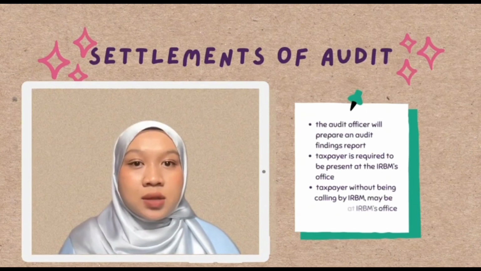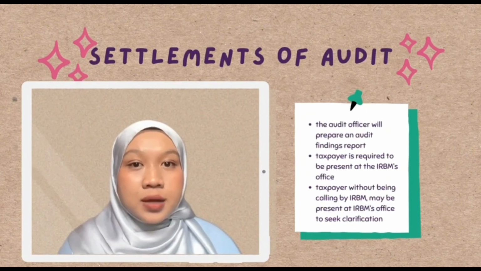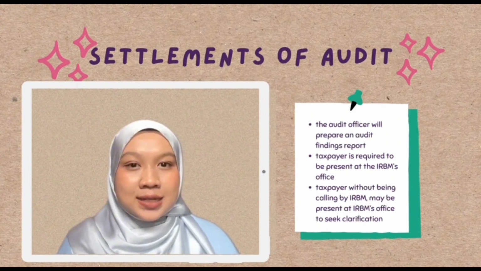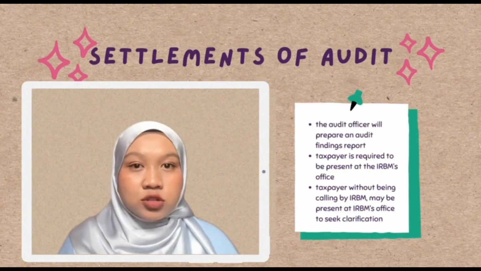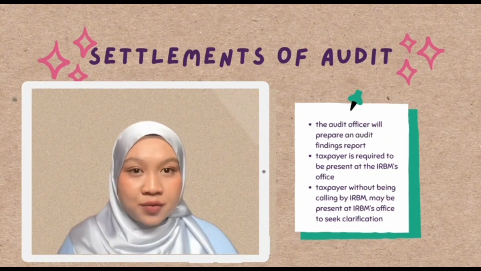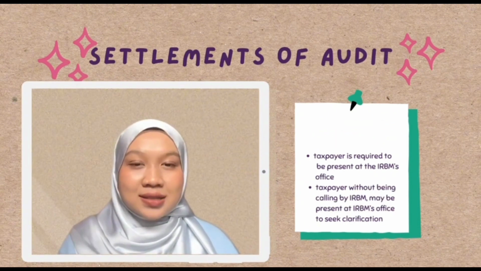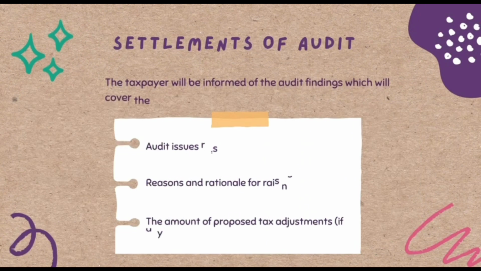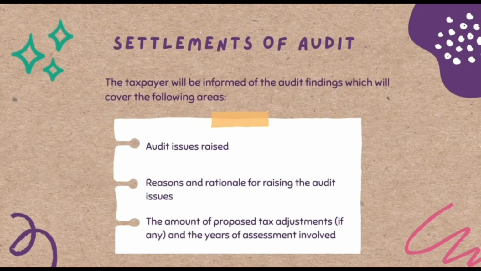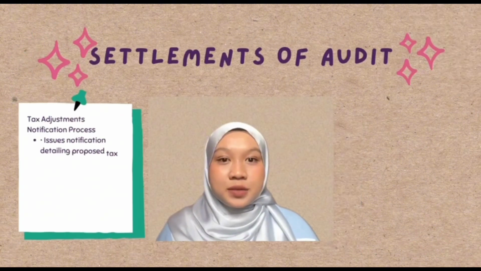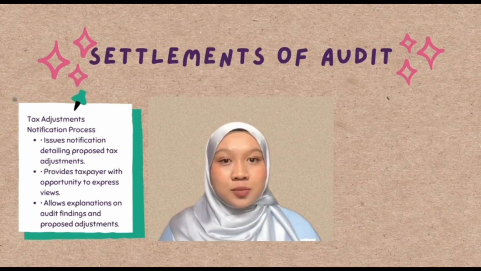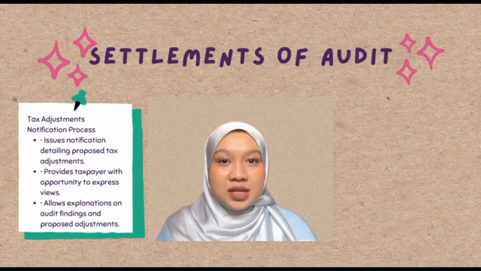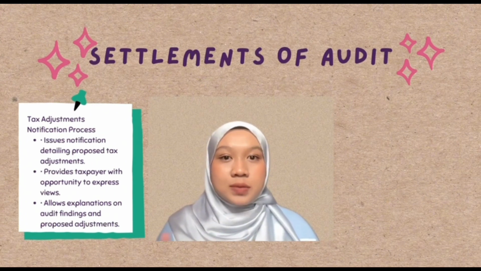The audit officer will prepare an audit findings report for branch audit manager approval. Under certain circumstances, taxpayers must be present at IRBM's office for discussion on proposed tax adjustment. They can also seek clarification or provide further information to expedite audit settlement. Tax adjustments will be communicated to taxpayers, who will have the opportunity to express their views and provide explanation on the audit findings and proposed adjustments.